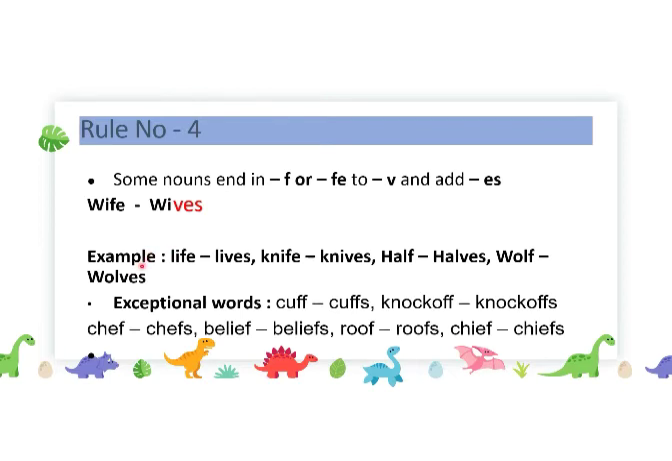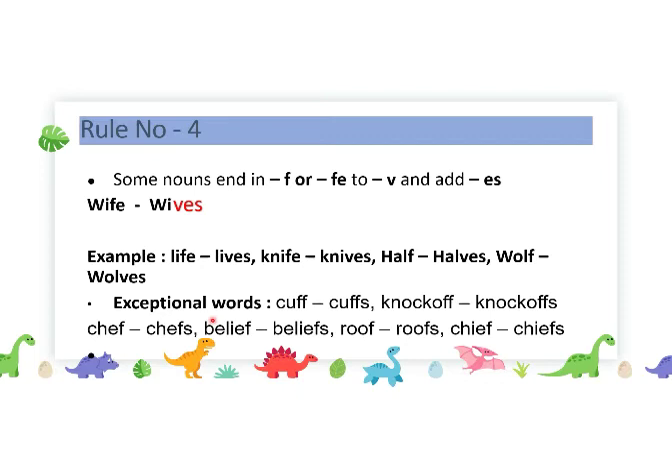Some examples, let's see. Life. Life ends with FE. So I'll change this FE to V and then I will add ES. Same goes for knife, knives. Half, halves. Wolf, wolves. But there are some exceptional words also.